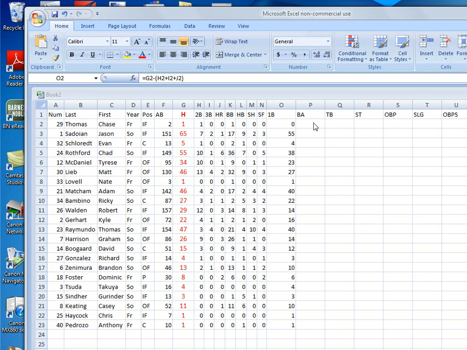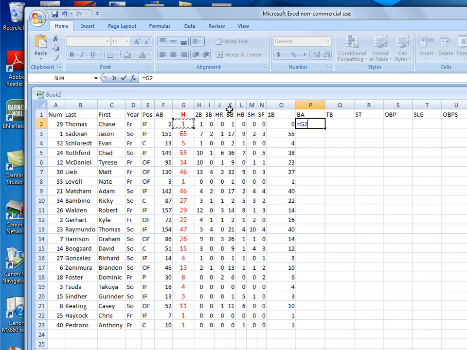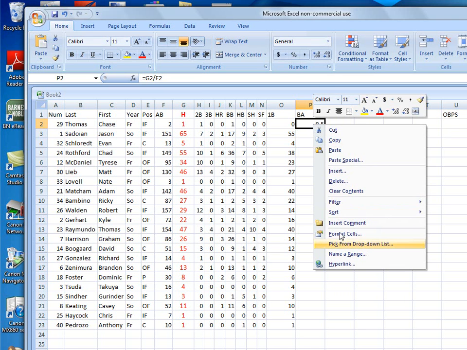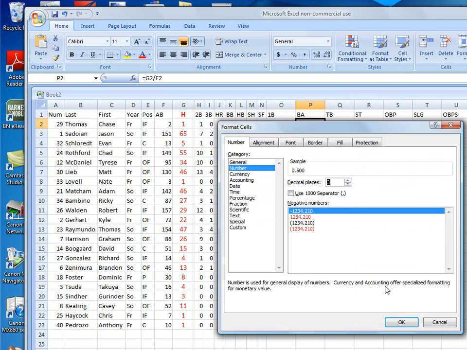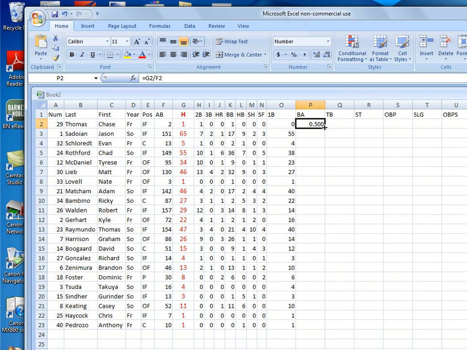Let's go ahead and move on to batting average. This one is pretty easy. Equals H, again, divided by, the forward slash is divided by AB. So we begin formulas with an equal sign, equals H. Where is H? It's right here in G2, forward slash AB. Where is that? AB is in F2. Okay, 0.5. Now, the batting averages in baseball are formatted to 3 places. So right click on the cell, format cells, make it a number, and make it 3 decimal places. There you go.